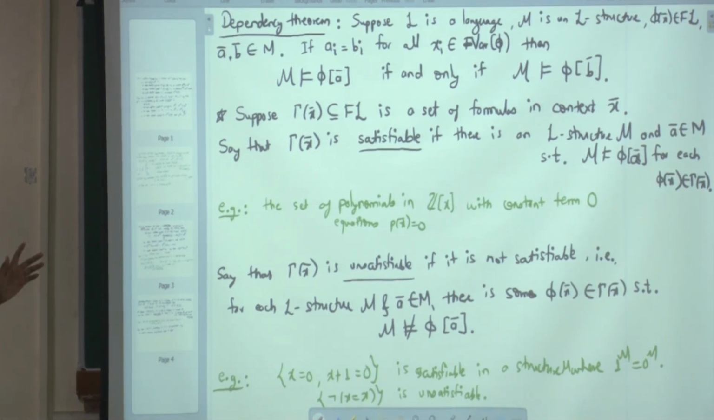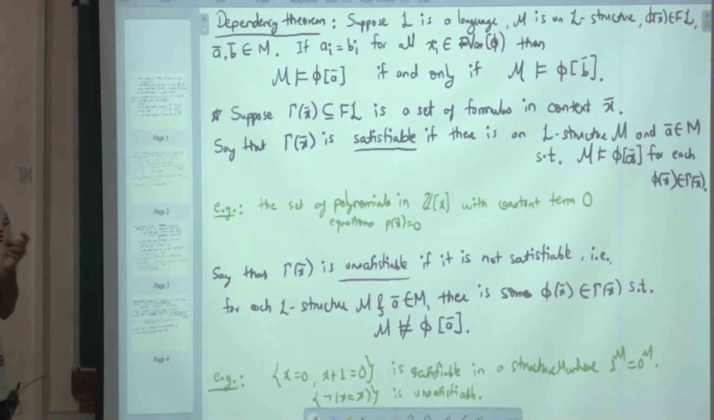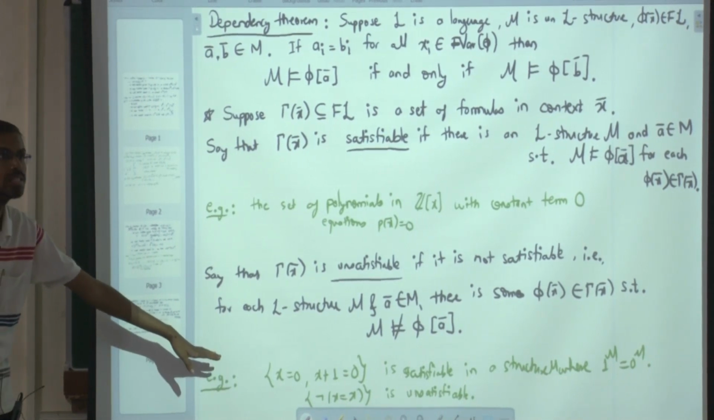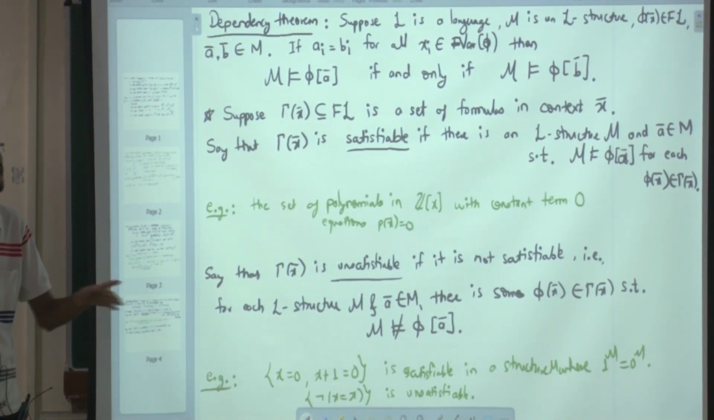Any questions? So that 1 equals 0, does it mean that 1 is interpreted in some structure as 0? 1 and 0 right now are just symbols. So 1 and 0 can be interpreted as any elements. If they are interpreted as the same element, then obviously this won't happen. Okay, any other questions?